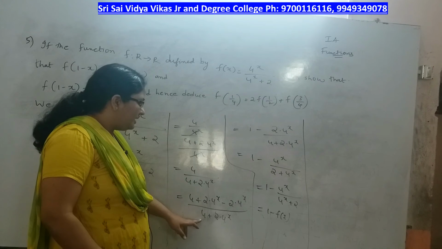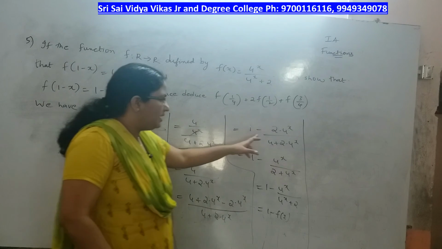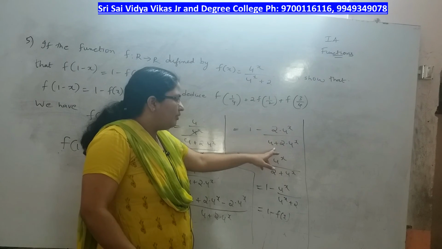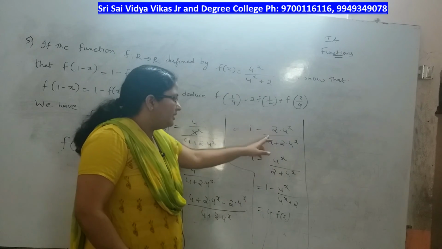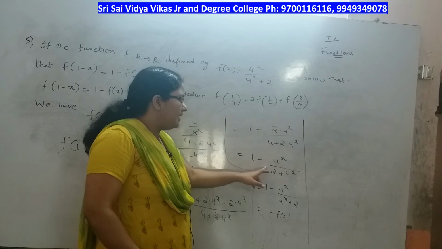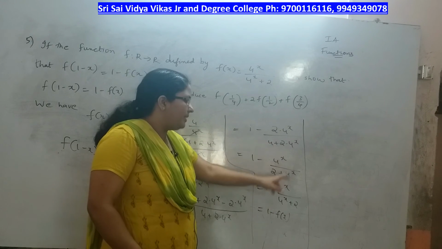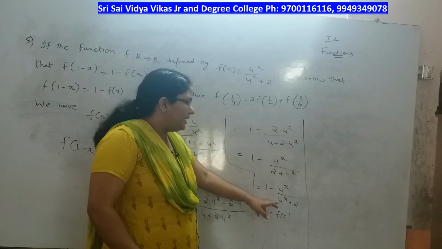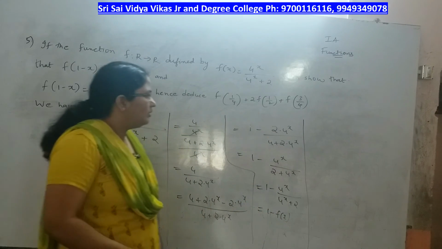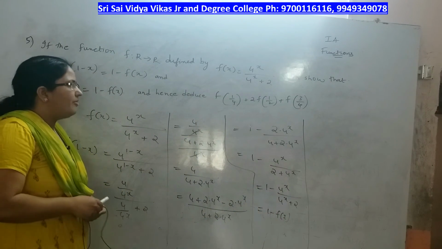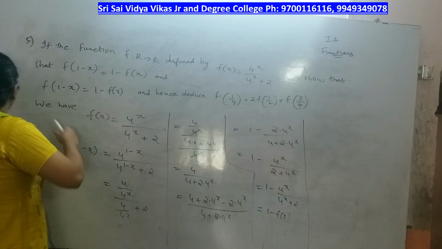So here if you divide this, you will get 1 minus 2 into 4 power x by (4 plus 2 into 4 power x). Take 2 common. If you take 2 common, you have 1 minus 4 power x by (2 plus 4 power x). 4 power x by (4 power x plus 2), this is nothing but f of x. So that is equal to 1 minus f of x. Now you have to find the value of this.